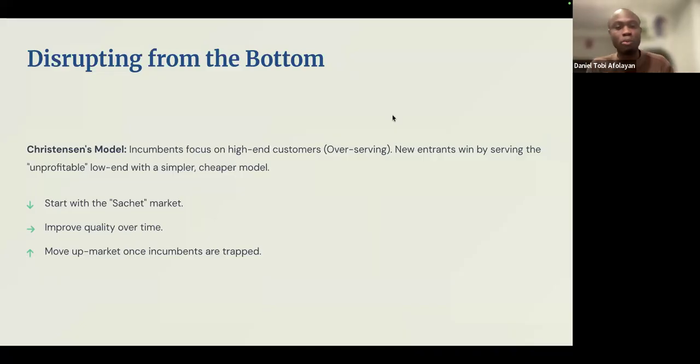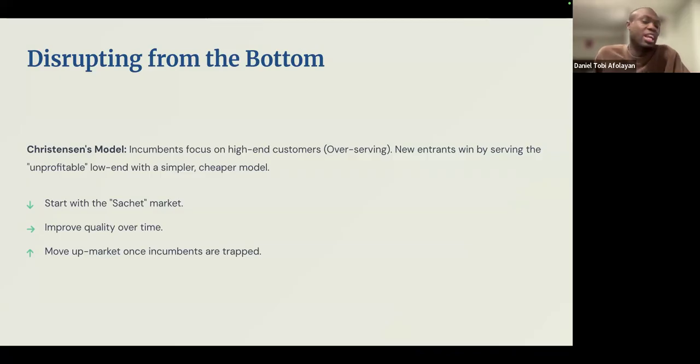Now you have to disrupt from the bottom. There is a model we call the Christensen's model in marketing. It shows us that incumbents, or people who have the largest market share, focus on high-end customers. So they are already overserved. High-end customers in your target, in the segment you're looking at. Now, as a new entrant yourself, how do you win?